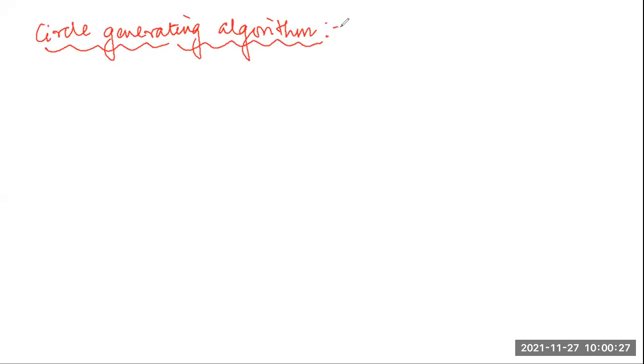Now, before starting to learn the circle drawing algorithms, we need to recapitulate a few basics about the concept of a circle equation. Can anyone say what is the circle equation? Suppose you have the center of the circle at a point, say H and K, then can anyone just say what is the equation of the circle?